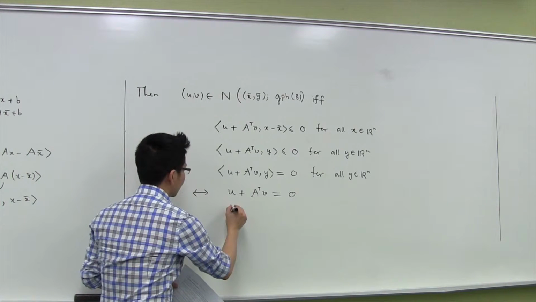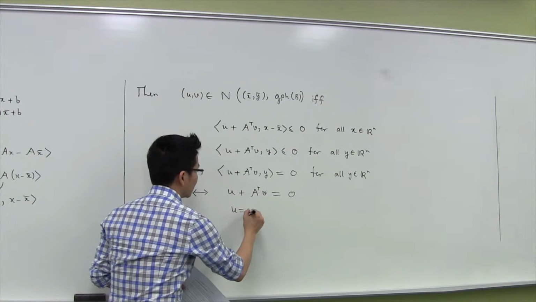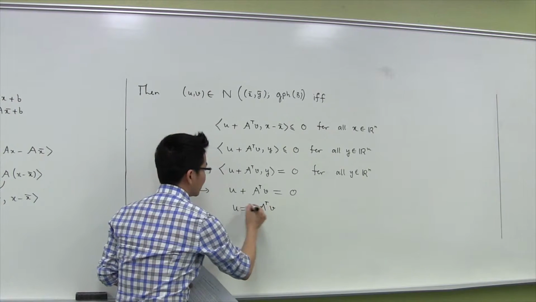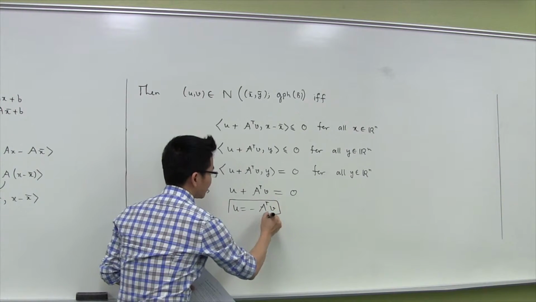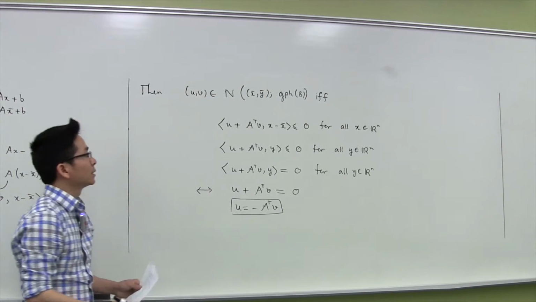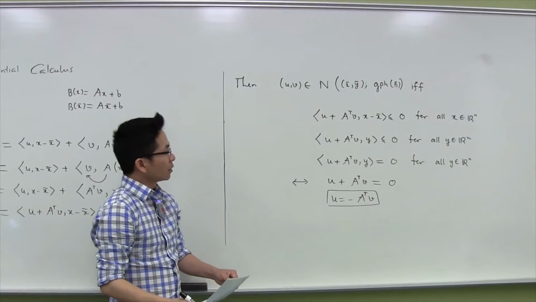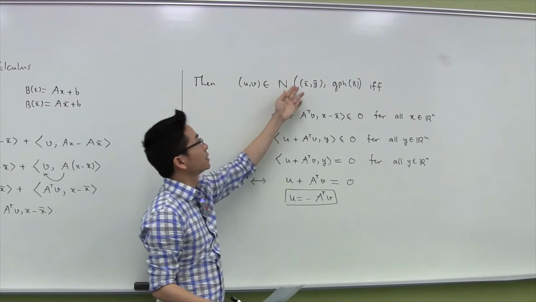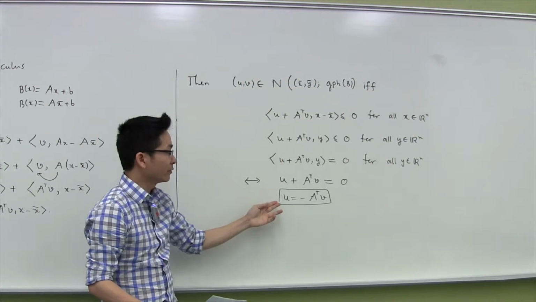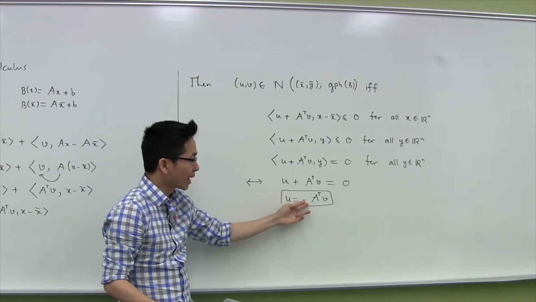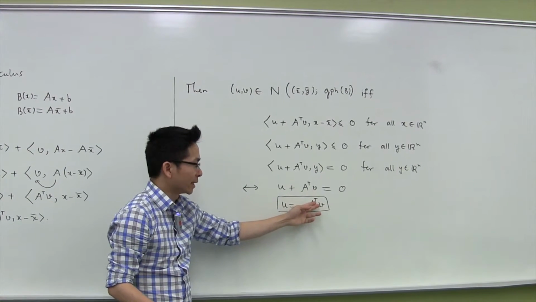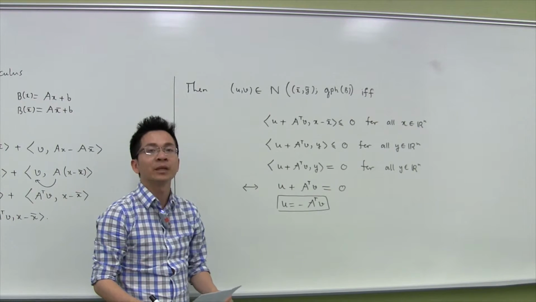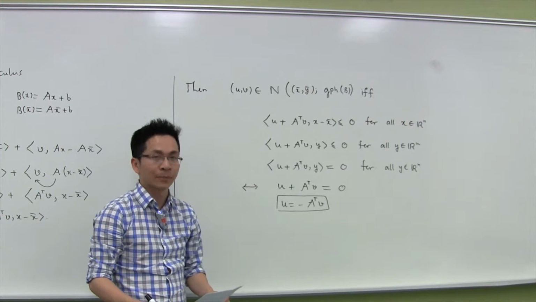Or equivalently, U is equal to minus the product of A transpose and V. Okay? So from this we have the following. UV is in this normal cone if and only if U is equal to minus transpose of A times V. And therefore we have completed the proof of the lemma.